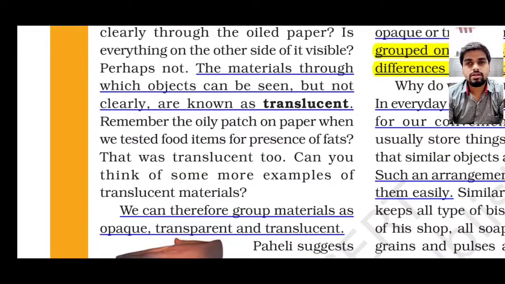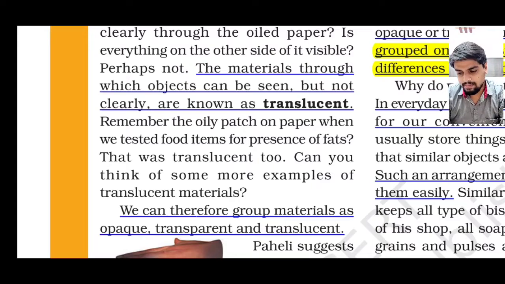Now the last term is translucent. What is translucent? There are some materials through which we can see things but not clearly. Let's take an example. I have this file. You can see my face, but not clearly. So there are some materials through which we can see things, but not clearly. Such materials are translucent.